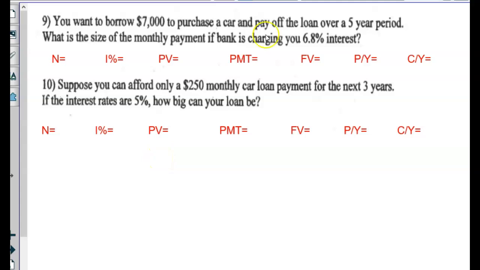All right. You want to borrow $7,000 to purchase a car and pay off a loan over a 5-year period. What is the size of the monthly payment? So what are we looking for this time? Payment. And the interest is 6.8. Where's the 7,000 go? In present value. Good job. And what is our future value?